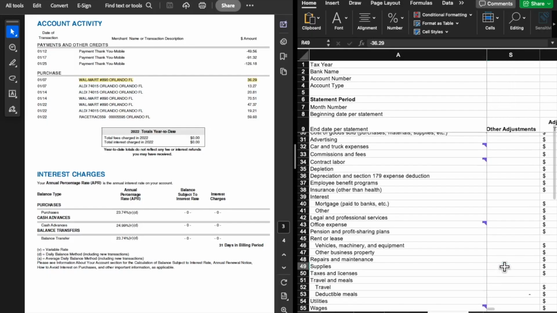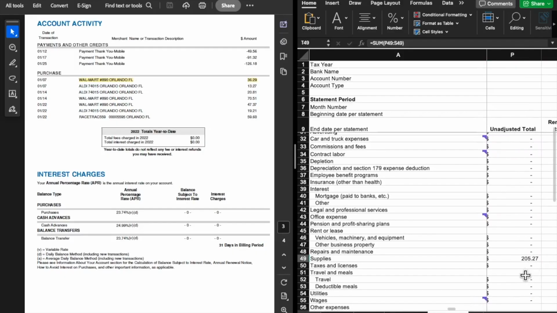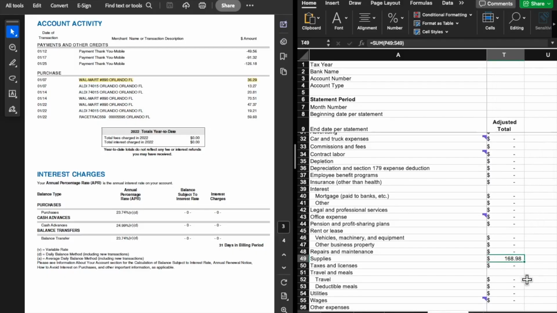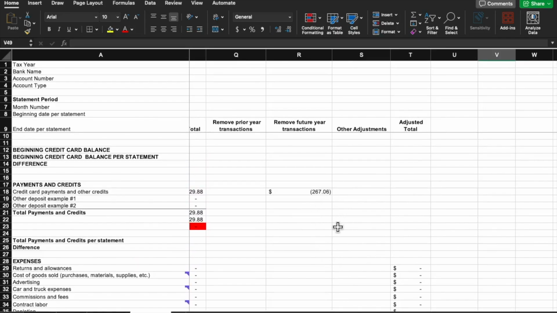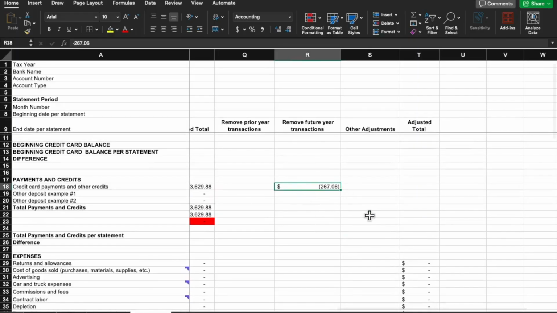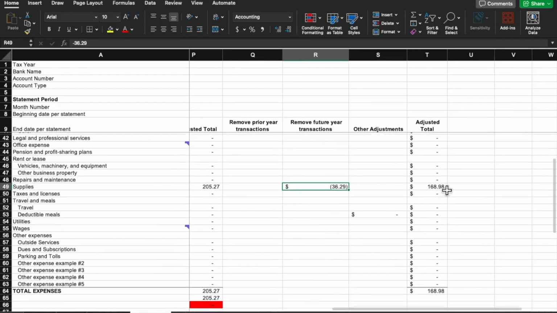And then over here is our adjusted total. And so we're pretty much taking the 205 minus the 36, and that's going to give us 2021 supplies expense of $168. So for this example, those are all the adjustments that need to be made to the credit card template. Again, you didn't need to do this, but I like to do it to be consistent. Put the minus 36. So really the only expense we need to transfer over from our credit card template to our overall bank account template is this 168. So we're going to do that now.